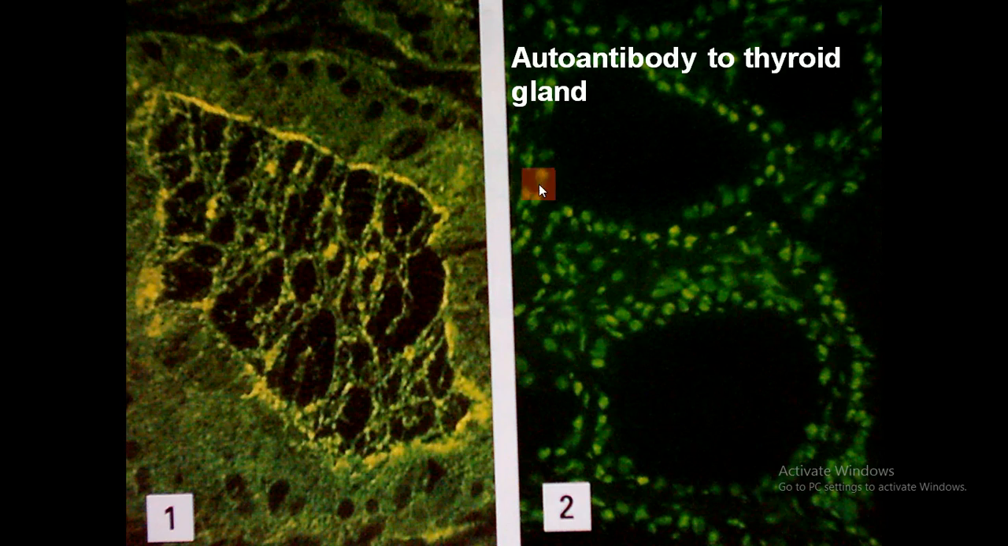And here, in the immunofluorescence test, we usually use the fluorescent microscope, not an ordinary microscope, and examine the slide, and then we see the apple green color of the tissue, and this is used to detect autoimmune disease of the thyroid, and this is the autoantibodies against the thyroglobulin, and here against the thyroid cell.